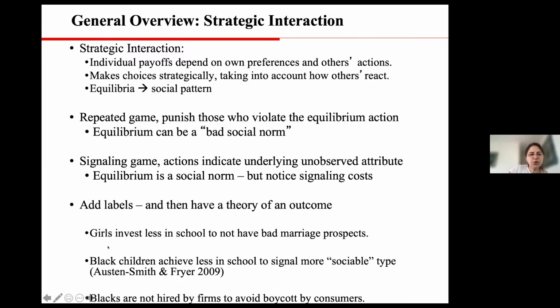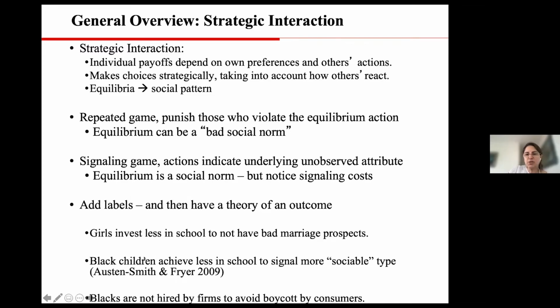That's similar to this bottom bullet point: Blacks might not be hired by firms to avoid boycott by consumers. Again, that's another example of a game with an infinite regress of punishment, where the initial actor does not take an action that violates some social norm because they fear they will be punished. And if they don't punish, somebody will punish, et cetera. So again, this punishment leads to an equilibrium where people are doing something that's suboptimal.